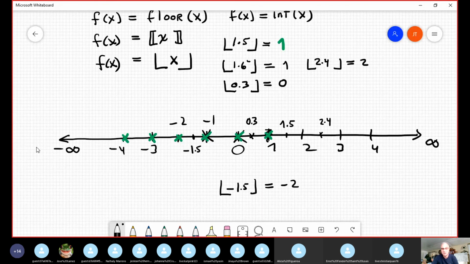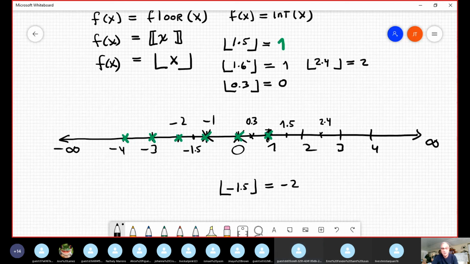Do you understand the idea behind the greatest integer? Hey, there is noise. Putting off the microphone. Jose Salazar. Jose Salazar, off microphone.